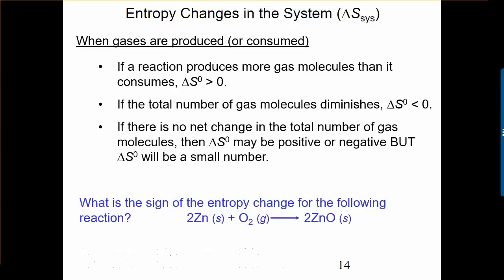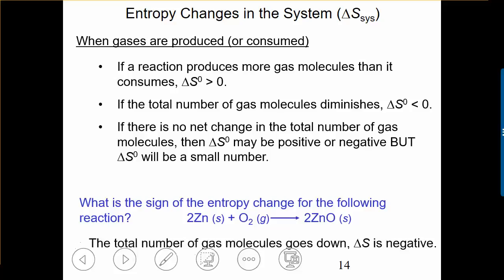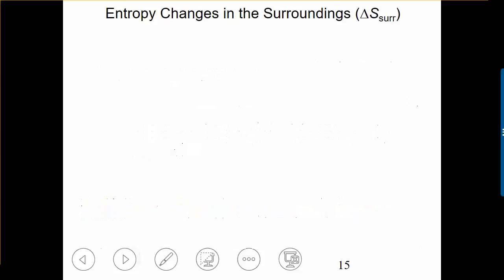What is the sign of entropy change for the following reaction? A solid plus a gas into just a solid. It's a decrease in the entropy because we went from a solid and a gas to no gas, just a solid. So that's going to be a decrease in the entropy.